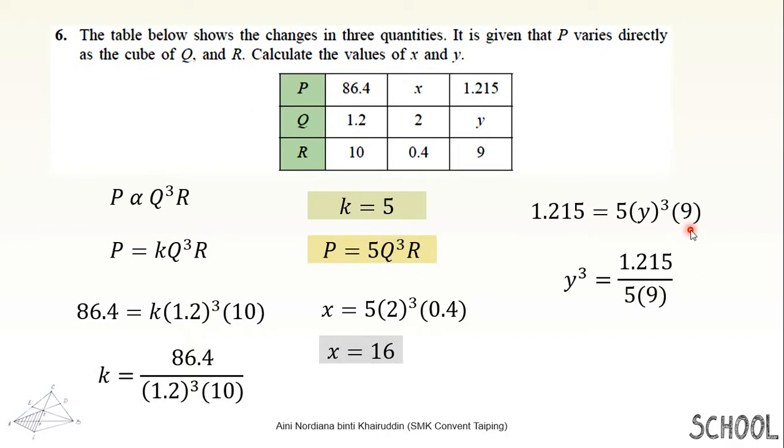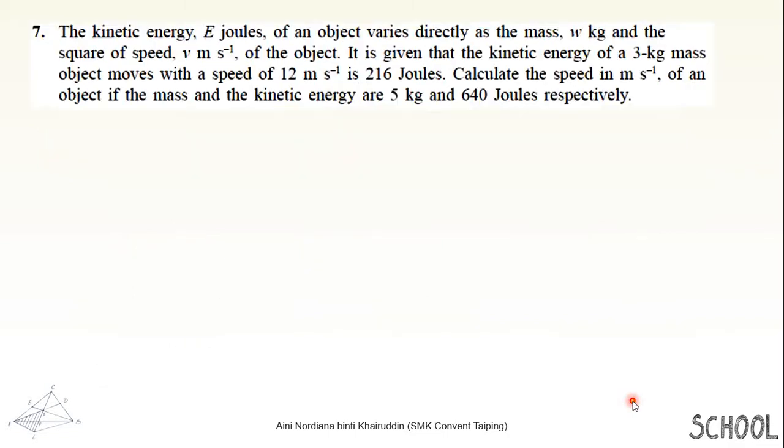Then, calculate the value of Y. So, the answer for Y is equal to 0.3. Next, question number 7. The kinetic energy, E joules, of an object varies directly as the mass, W kg, and the square of speed, V meters per second, of the object.